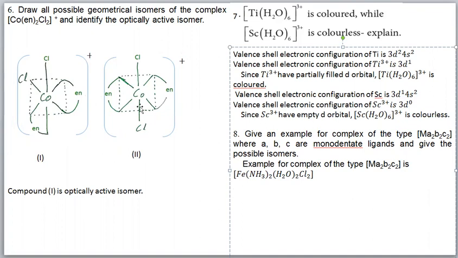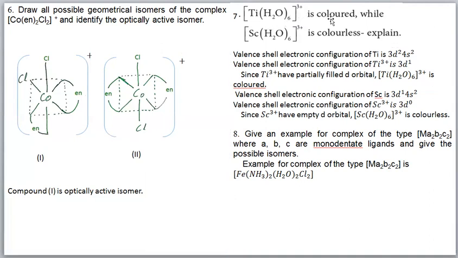Here the Cl is in trans position. So there are 2 geometrical isomers: the cis isomer and the trans isomer. The cis isomer, that is compound 1, is the optically active isomer. This one is optically inactive due to the presence of a plane of symmetry. Then question number 7.